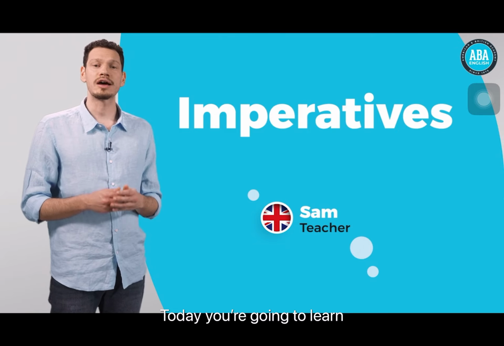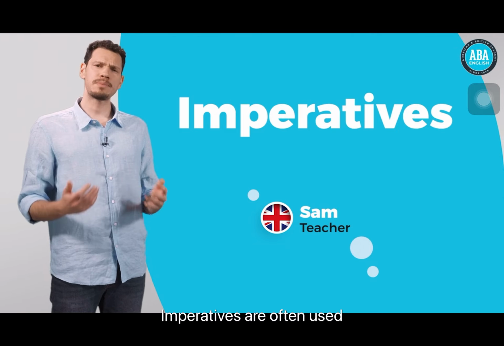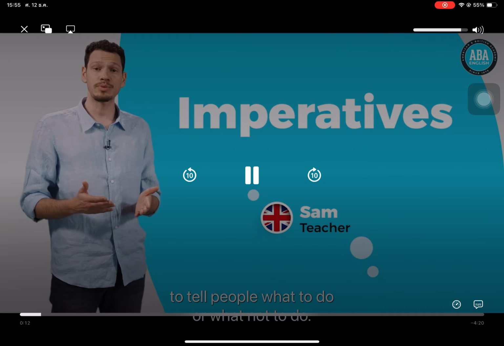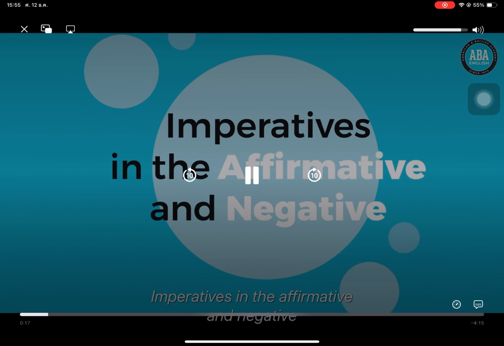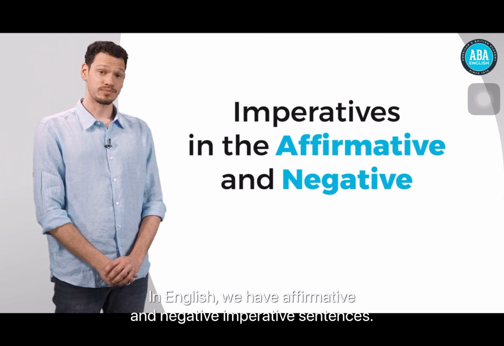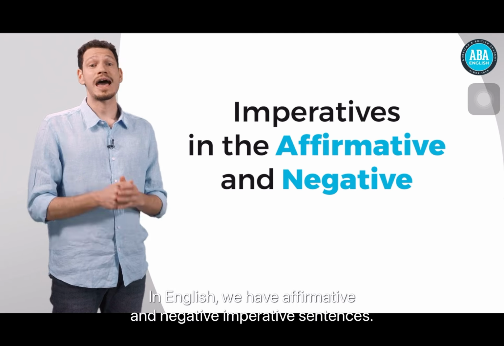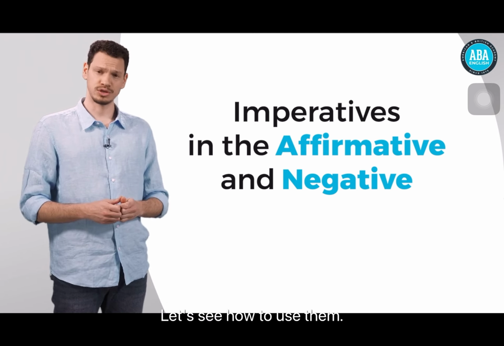Today, you're going to learn how to use imperative sentences. Imperatives are often used to tell people what to do or what not to do. Imperatives in the affirmative and negative. In English, we have affirmative and negative imperative sentences. Let's see how to use them.